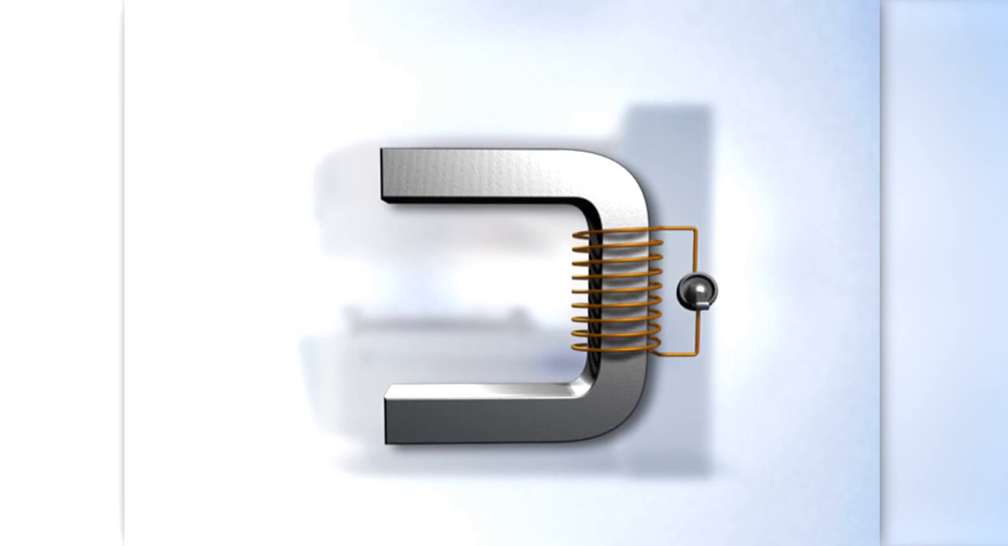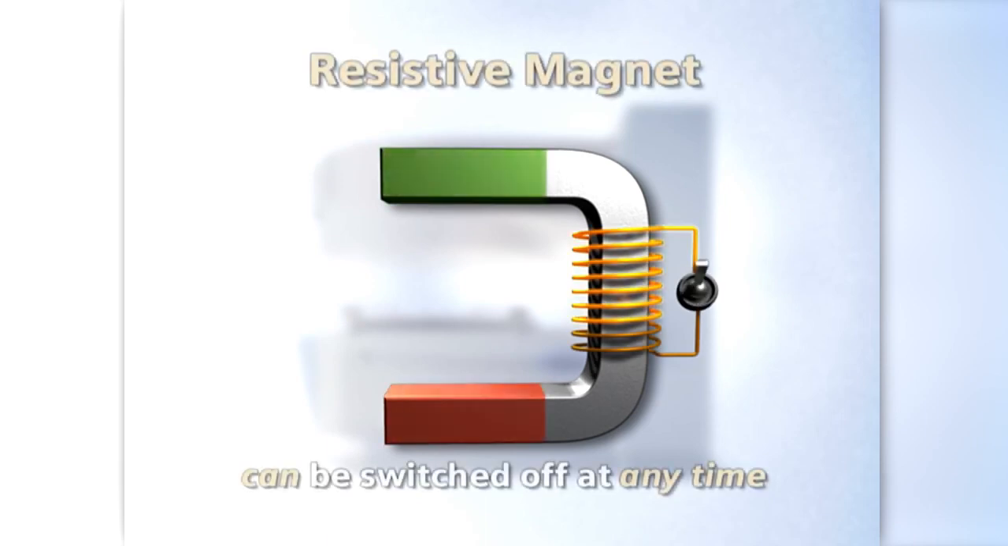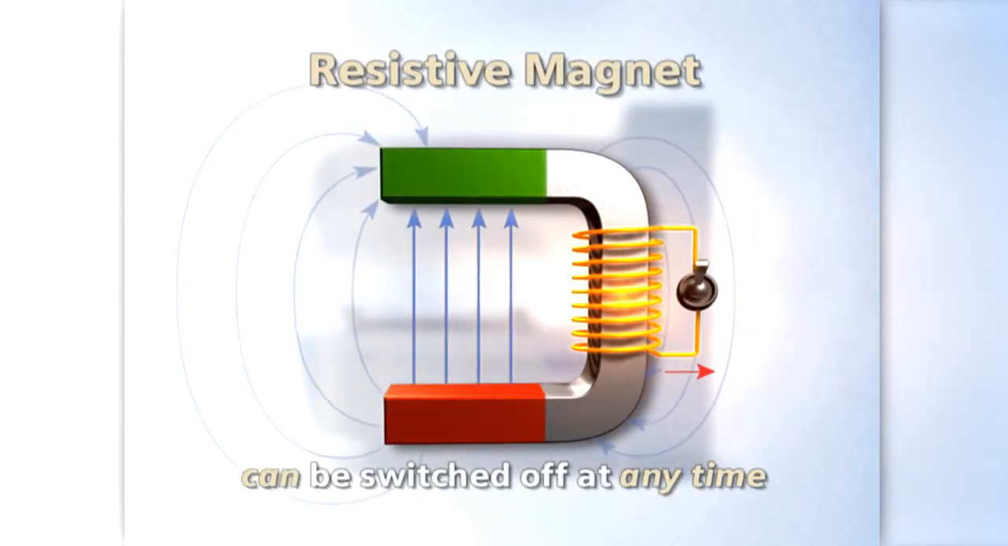In resistive magnets, the field is generated by a constant external current supply. The current flows through the wire coils and generates a large amount of heat in addition to the magnetic field. This heat is drawn off by a water cooling system. Resistive magnets only generate low field strengths since they are limited by the ability of the cooling water to dissipate heat. In case of an emergency, a resistive magnet can be switched off at any time.